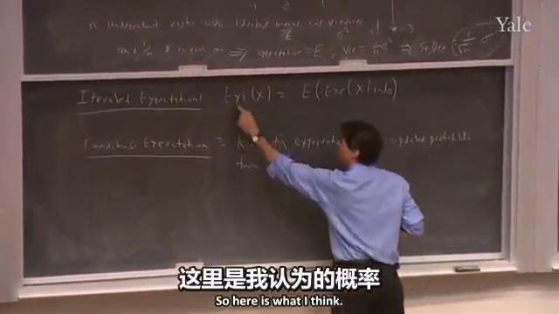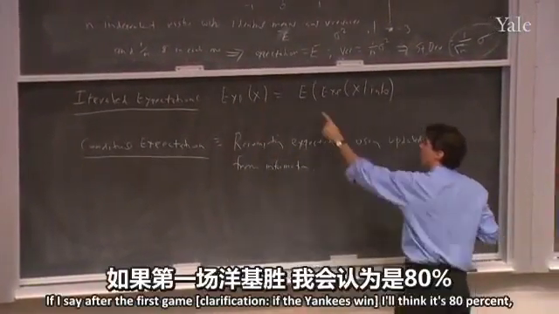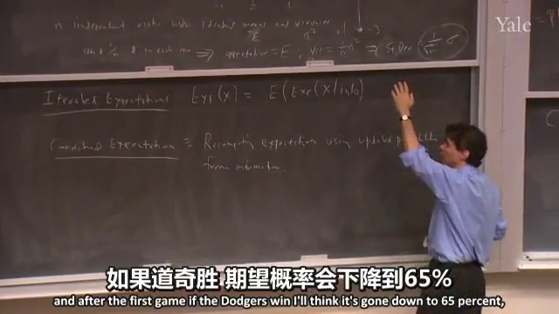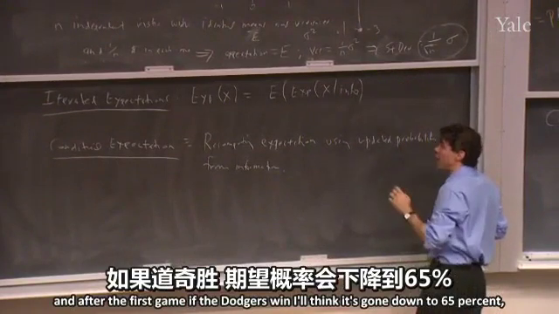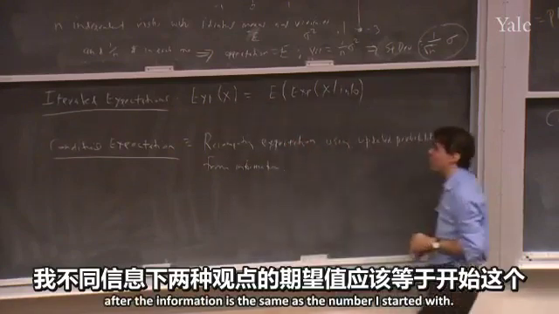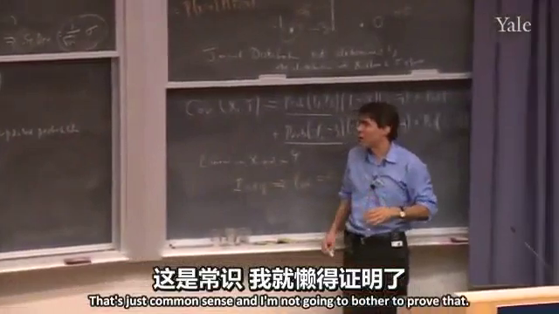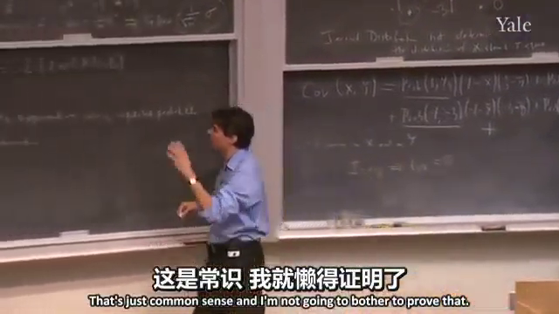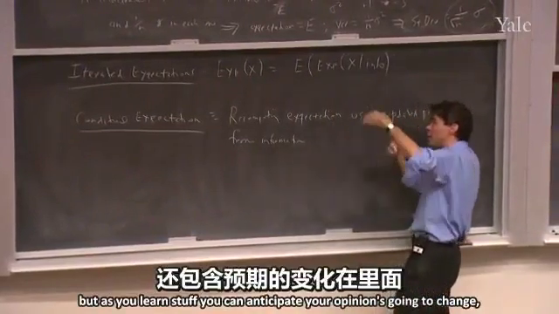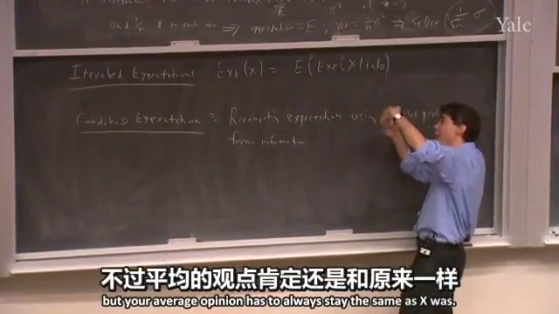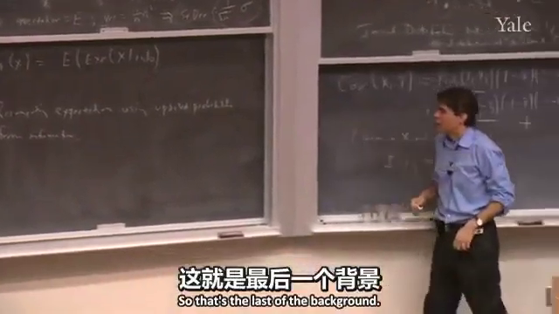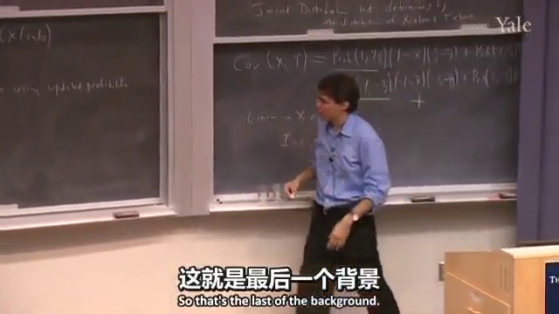So here's what I think. The Yankees are 70% likely to win. If I say after the first game, I'll think it's 80%. And after the first game, if the Dodgers win, I'll think it's gone down to 65%. It had better be that the average of my opinions after the information is the same as the number I started with. That's just common sense, and I'm not going to bother to prove that. It's incredibly important that it's not only the expectation of x, but as you learn stuff, you can anticipate your opinion's going to change, but your average opinion has to always stay the same as x was. So that's the last of the background.